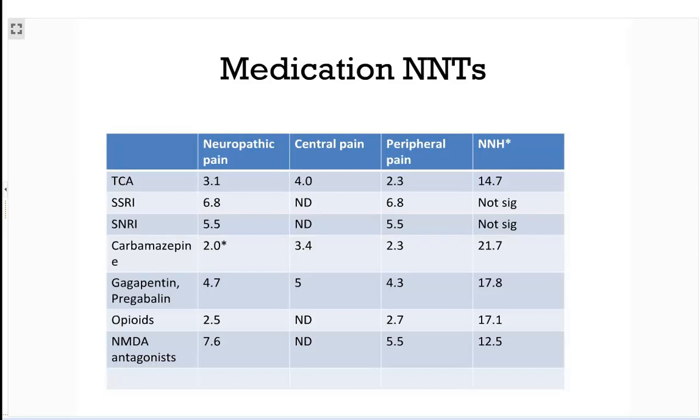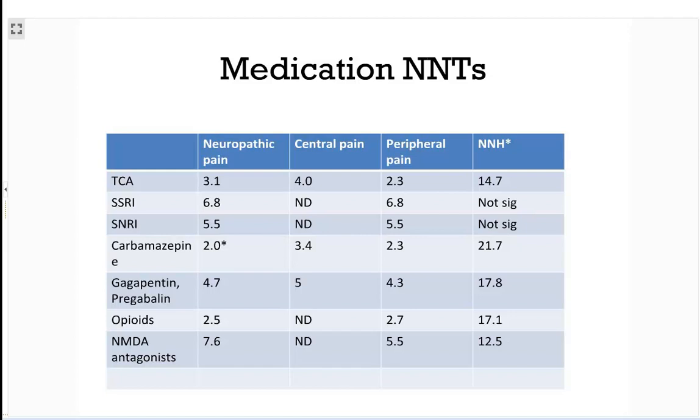But if we look at the tricyclic antidepressants for central pain, the number needed to treat is 4. So what this is saying is that for every 4 people to receive this medication, one person will get a reduction in pain benefit of 50%.